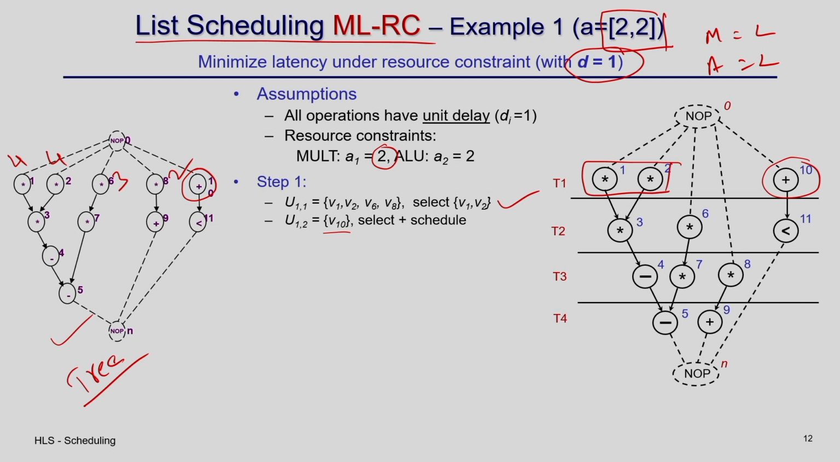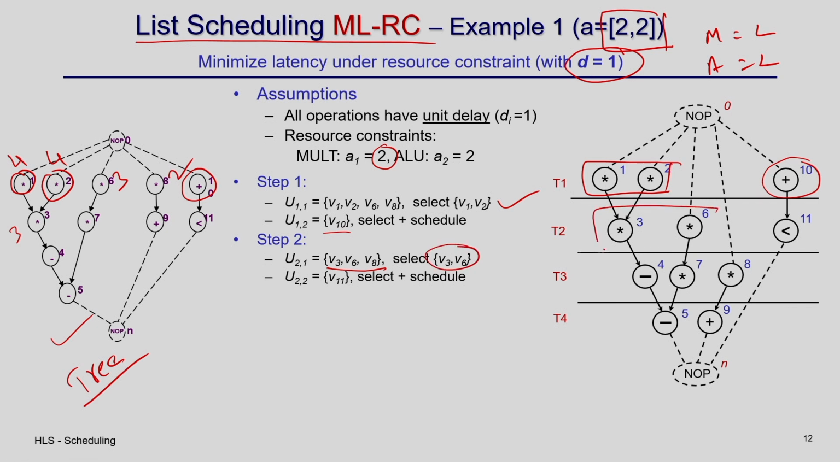Okay. So, in time step 2, what am I going to do? I have already scheduled these in time step 1. So, in time step 2 what operations are available? Nodes 3, 6 and 8. This one has distance 3 from the sink node, and this one is 2. So, I am going to select 3 and 6 because I can select at most 2. So, I have done 3 and 6 here.